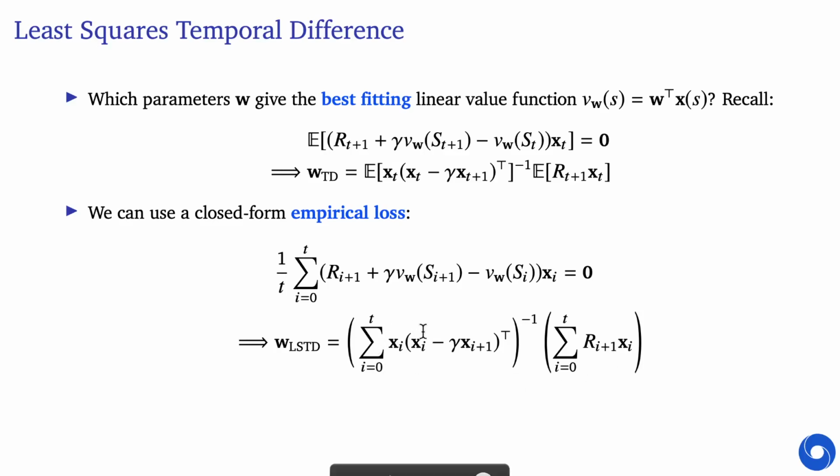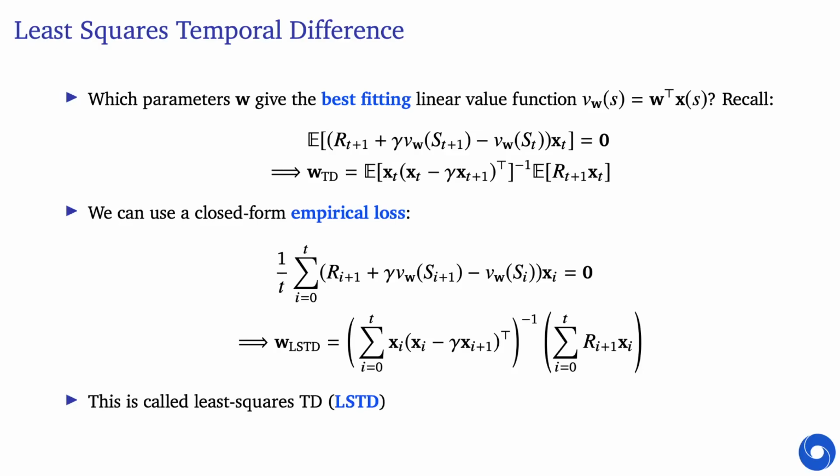So the summation is over exactly what you would expect now, which is this outer product of these feature vectors, but it's not for the expected feature vectors, it's for the ones that you've actually seen. And then again here the same thing happens. This is called least squares temporal difference learning, and the solution here, this weight vector, is the least squares solution given some data.